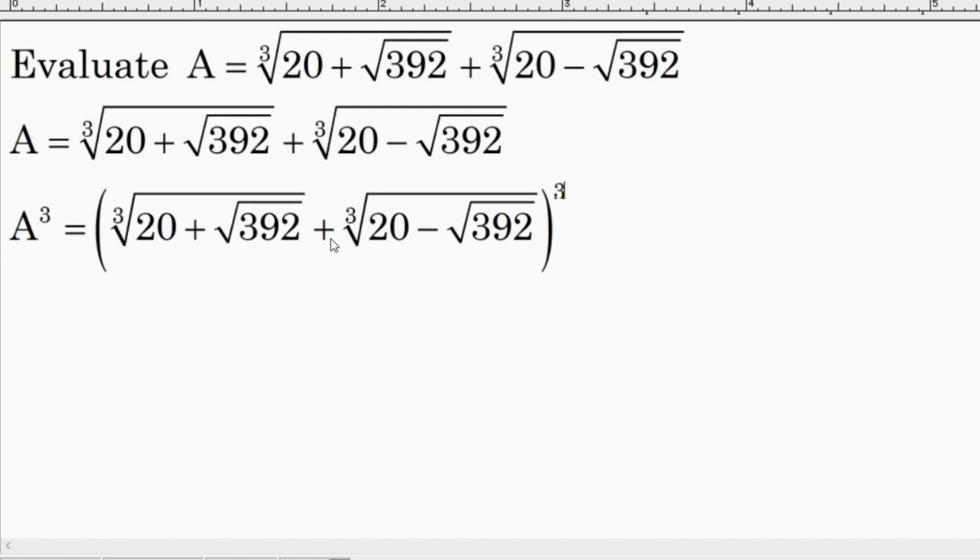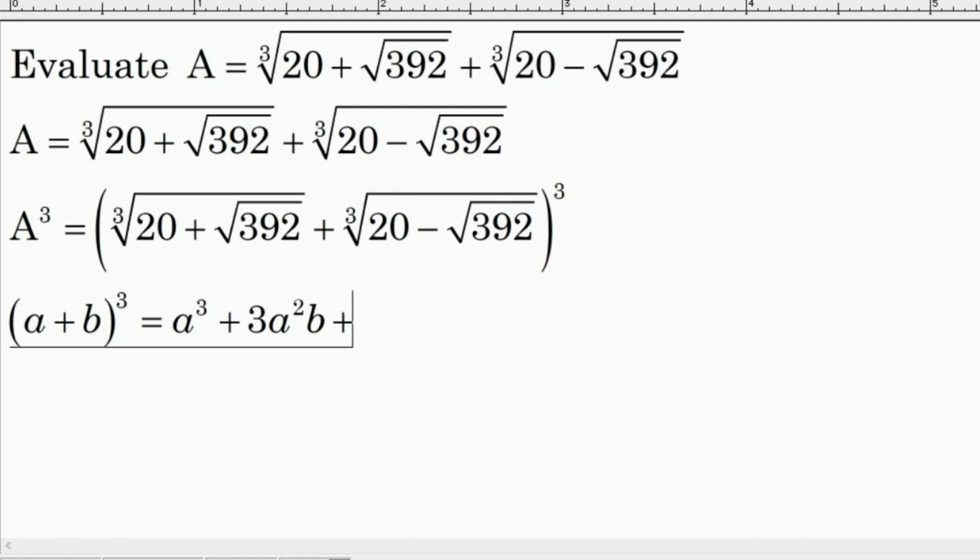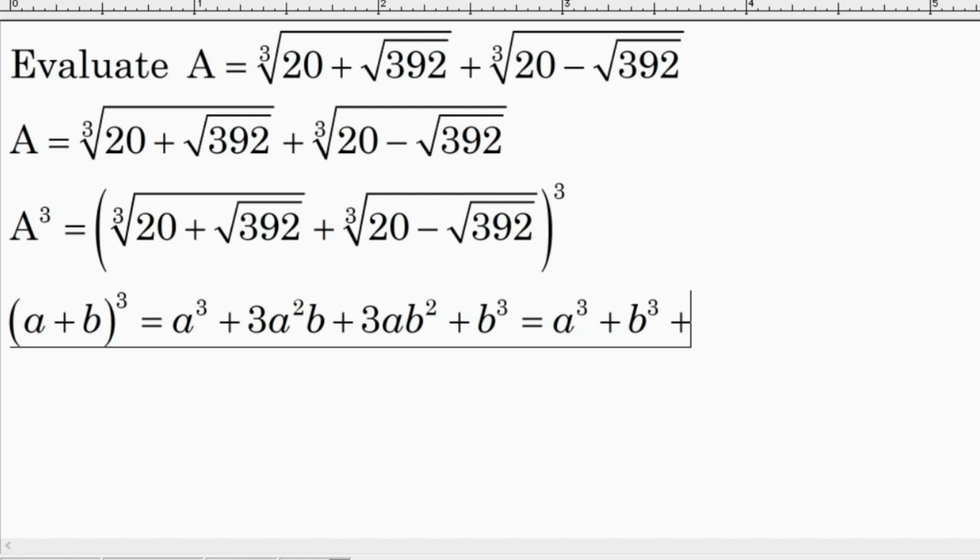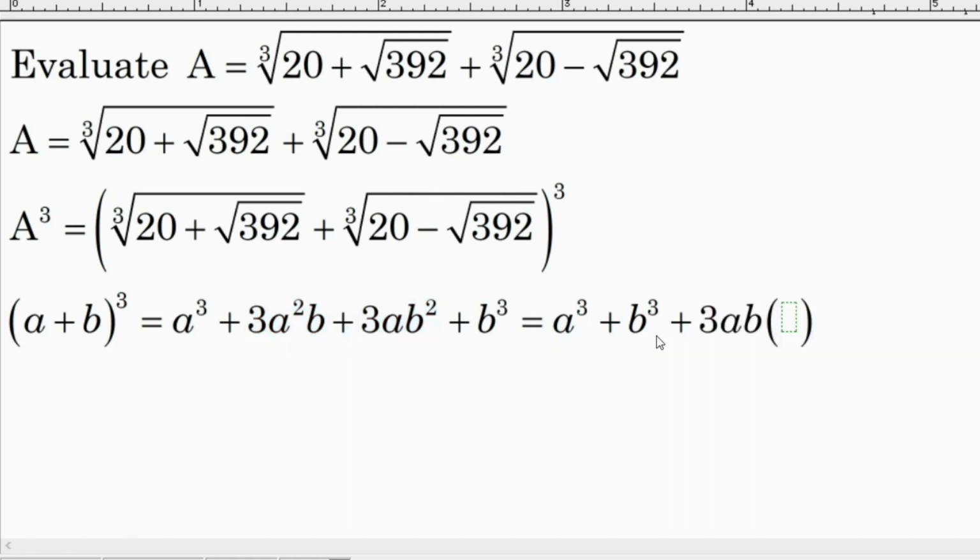So now what we have to do is expand this, but this is related to a formula. So I'm going to remind you of a formula that we are going to use to expand this quantity. The formula is (a plus b) raised to cube. So (a plus b) cubed will be equal to a cube plus 3a square b plus 3ab square plus b cube, and then it could be written as a cube plus b cube plus, so these two terms have 3ab in common, and then we will get (a plus b) like this.